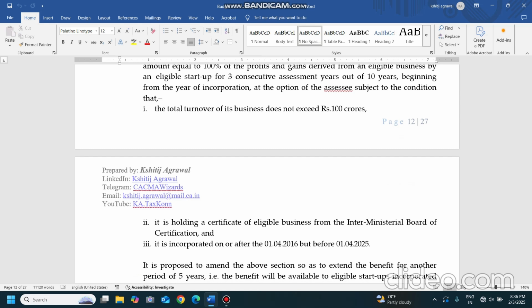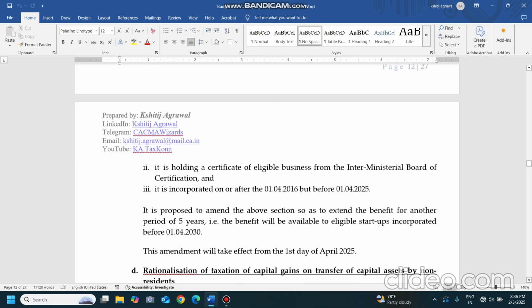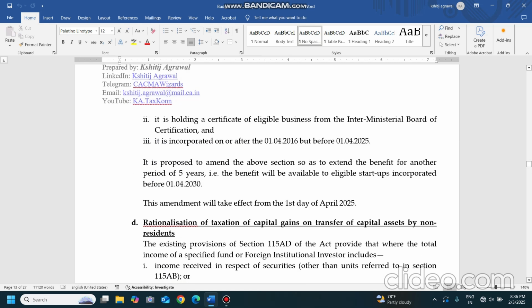So from financial year 16-17, starting of the financial year 16-17 to end of financial year 24-25, if any company is incorporated as a startup, then this exemption of 3 years out of 10 years deduction can be claimed by the startup. Now, this time period of startup eligibility criteria for startups has been increased by 5 years.